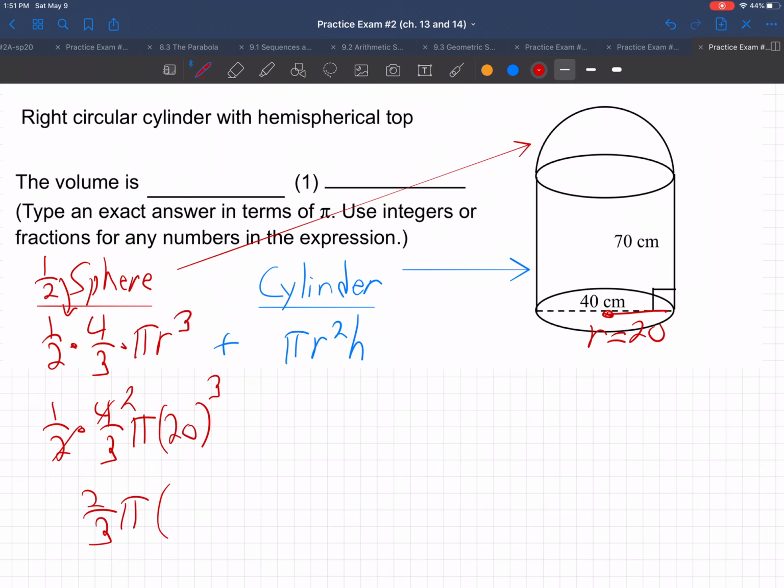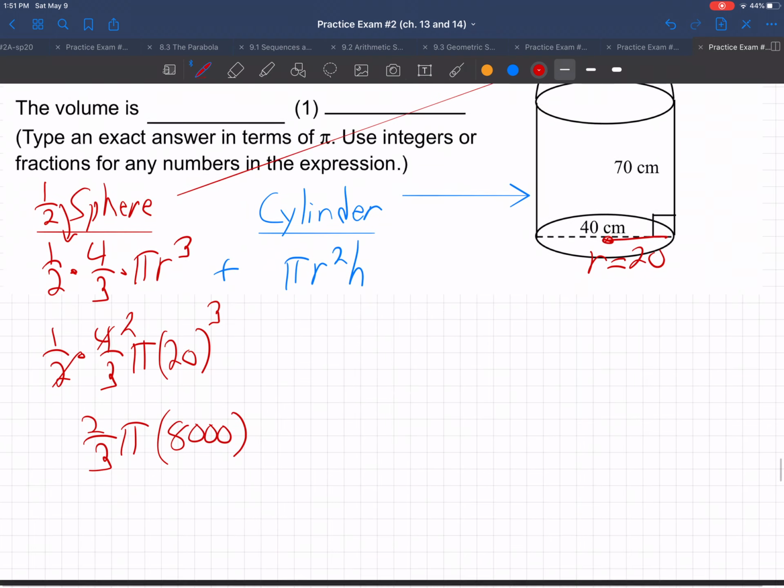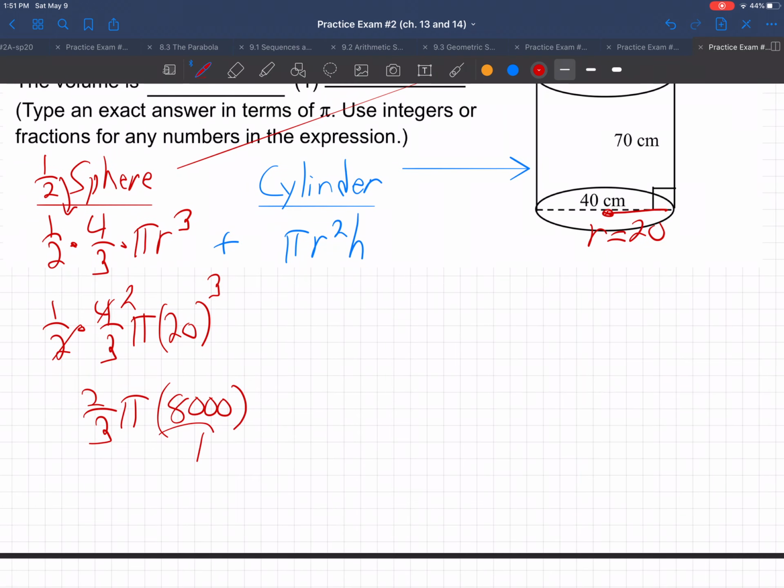20 cubed, take your calculator, 20 times 20 times 20 is 8,000. Put this over 1, 2 times 8 is 16,000 over 3 times 1, 3 pi. Now the other part is pi r squared, again, is 20 squared times the height.